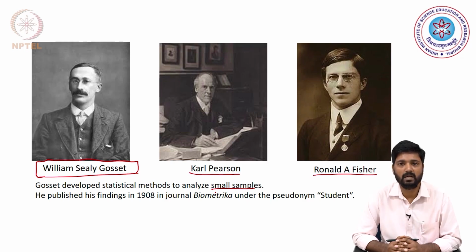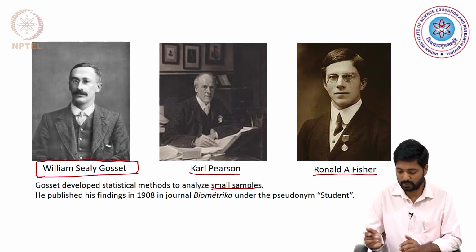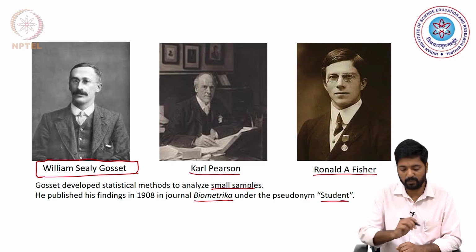So, Guinness had put an embargo that the scientists working for it will not be able to publish their findings if they have the word beer in it, if they have the word Guinness in it, or if they have their own surname. So, what William Gosset did to overcome this embargo was to publish his results with a pseudonym, Student, in a journal which is known as Biometrika.